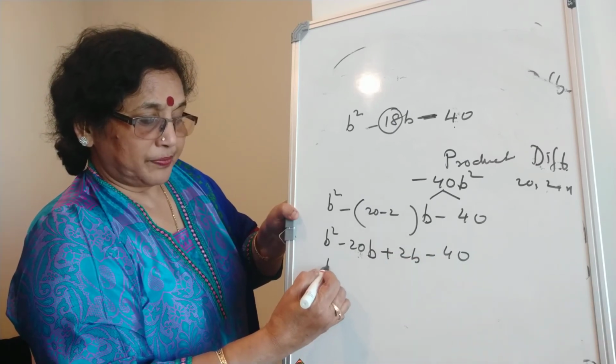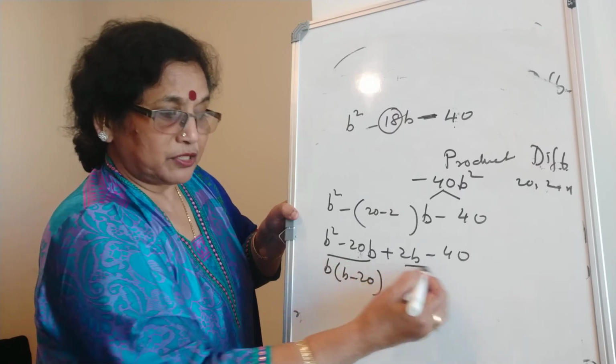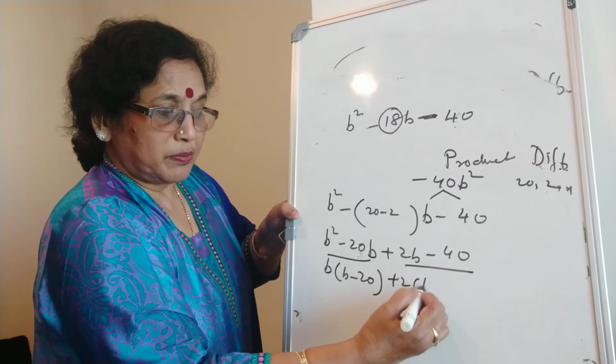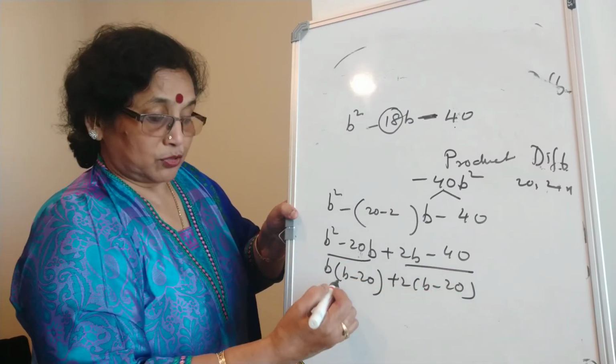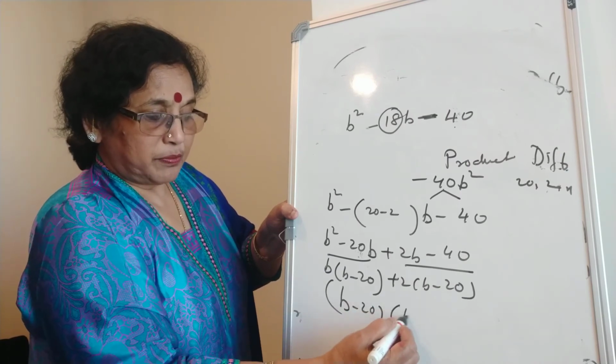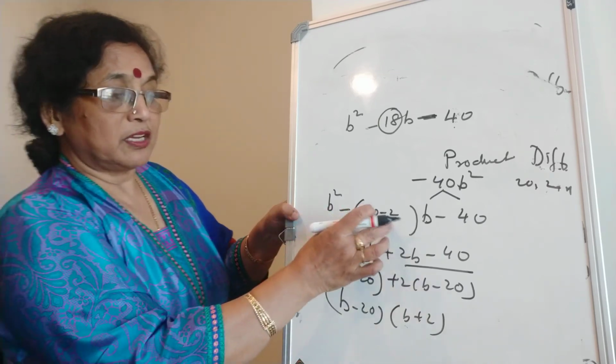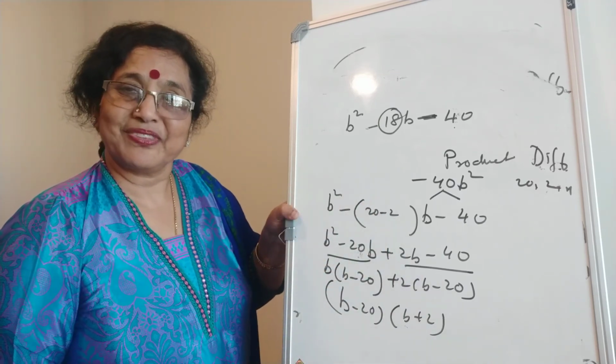So you have b common, b minus 20. These two I'm taking and these two, plus 2 common, b minus 20. So b minus 20 is the common factor and you're left with b plus 2. This all goes fast. The problem only comes from the confusion here. Is it clear now? Okay.